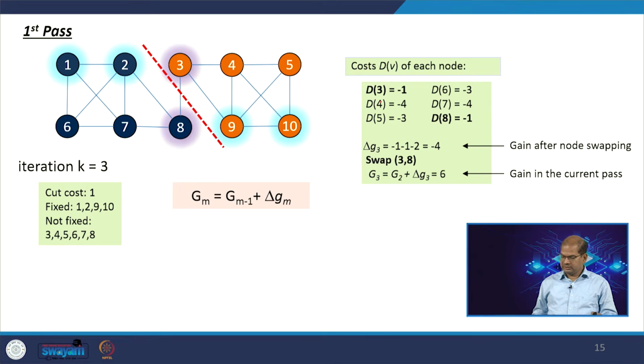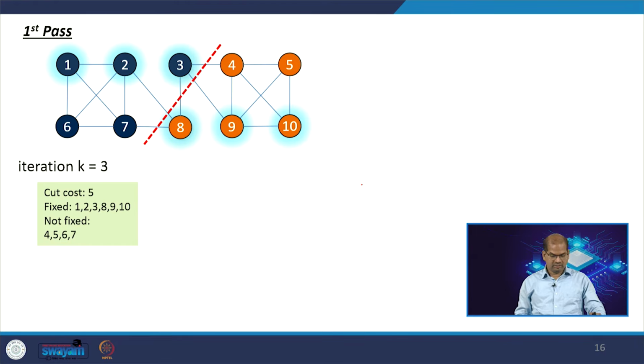So, if I do this, my gain is now basically minus 4, which means I am not getting any improvement in the cut cost if I go by this. However, I have to check if I can get a better solution in the future. So, G 3 is basically G 2 plus delta G 3, which is giving me 6. Now this is the new partition after this iteration.